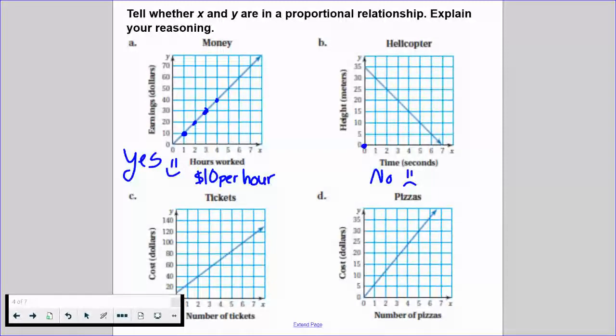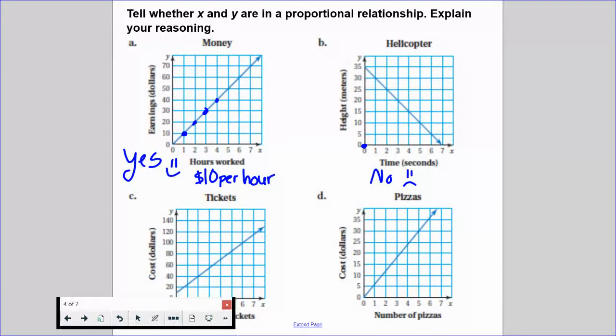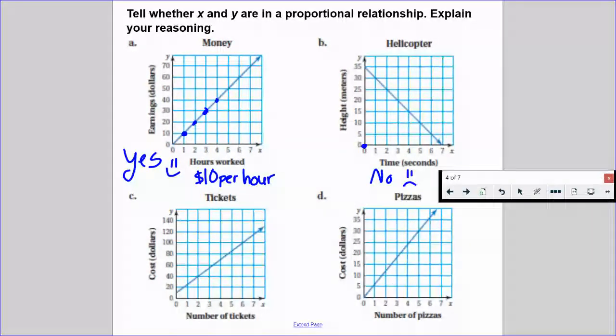Let me move this out of the way. If we look down at letter C, we're talking about tickets. And we're talking about the cost of tickets as the y-axis and the number of tickets as the x-axis. So we need to ask ourselves, does this represent a proportional relationship? Does it have a straight line? Does it go through the origin 0, 0?